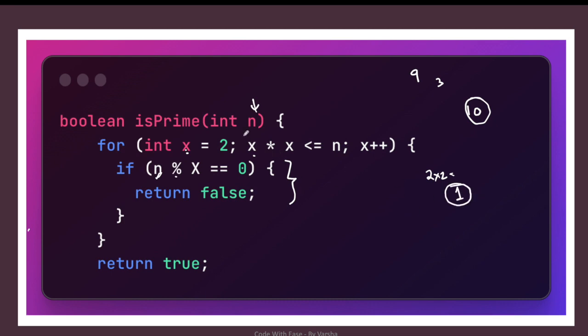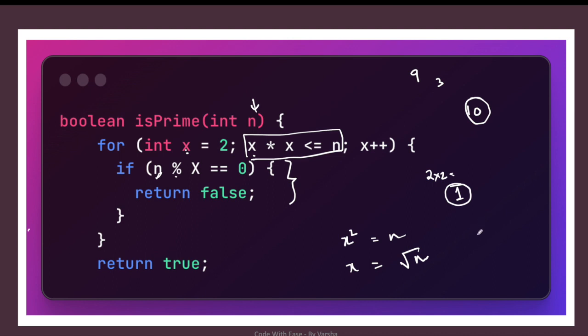So if you notice, what is actually happening is being determined by this portion of the loop. How many times is the loop going to run? The loop is going to run till x square, x into x, is less than or equal to n. Or in other words, if we take root on both sides, x will run till root of n times. Whatever your n is, root of that n, that many times the loop is going to run in the worst case.